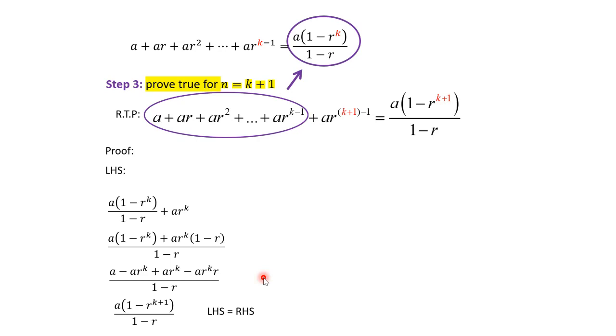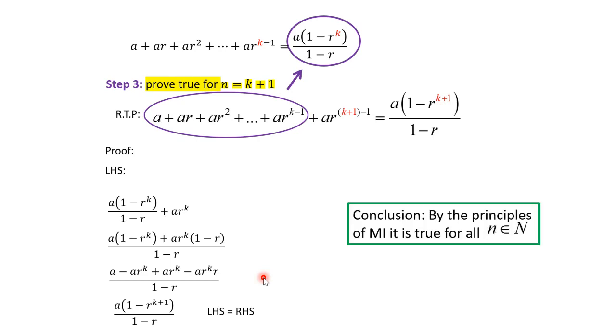So what's my step 4? And I'll put it in as my conclusion, which is by the principles of mathematical induction, which you can actually abbreviate to PMI. It is true for all n is an element of natural numbers. Okay, in other words, you are saying that I've been through all the steps and they all hold true. And so therefore I can say that it is indeed true for all n is an element of natural numbers.